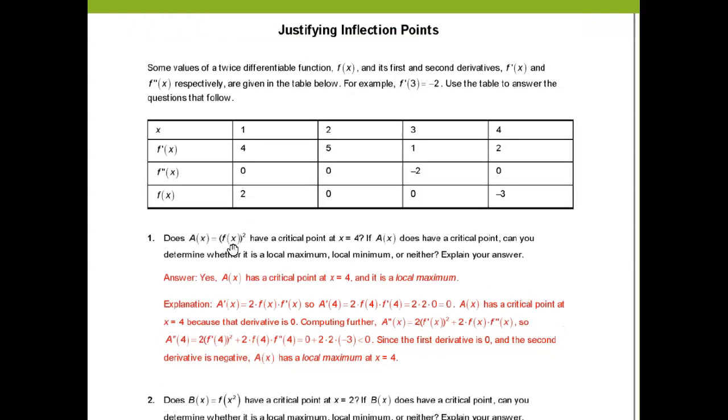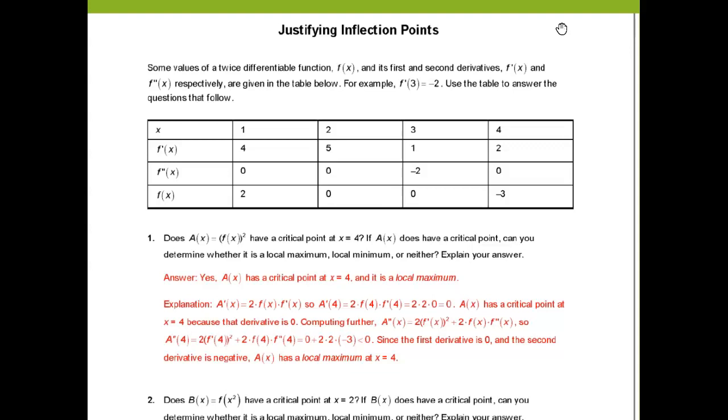So it says, does a of x equal f of x squared have a critical point at x equals 4? So if a function is squared, how does that change my values? Well, what that means is the derivative of a of x now becomes a prime of x equals 2 times f of x. So in order to find if there's a critical point, I have to investigate a prime of x, knowing that a prime of x is equal to 2 times f of x times f prime of x.